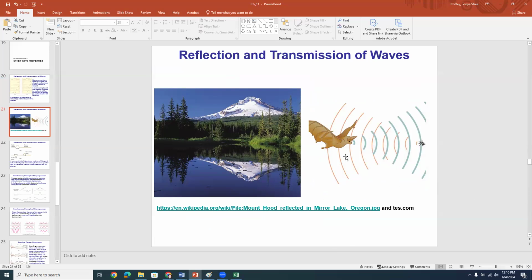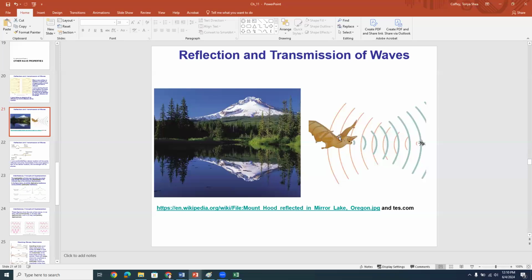So here are some pictures of reflection, for example, for light on the left and sound on the right. You can see that the light came to a barrier or a change in medium when it hit the water, and that caused some reflection. And you can see this beautiful reverse image of Mount Hood in this reflection.